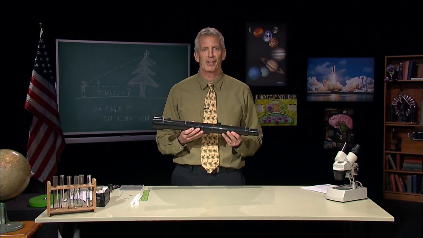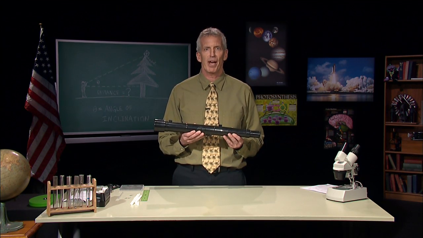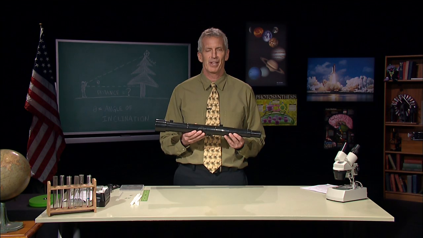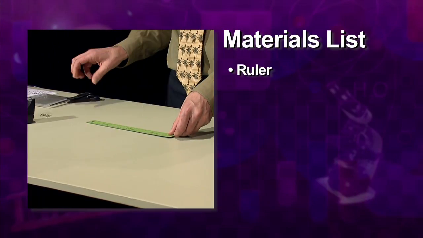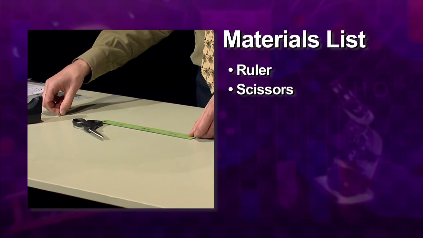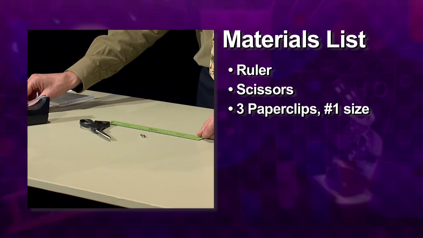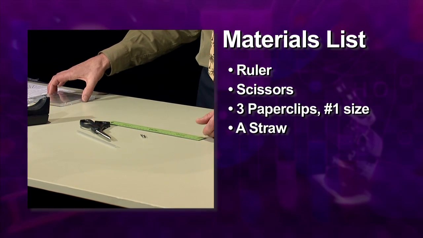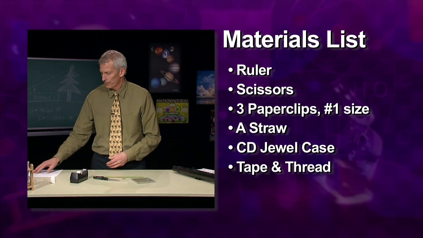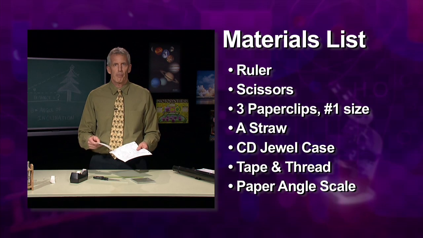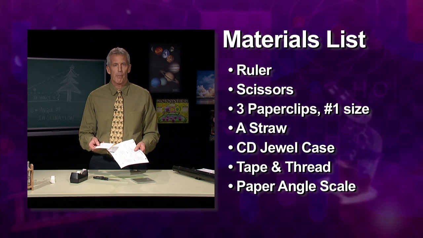I'm Dave Traversy, and today we are going to build and study a RAFT kit called Dangle Angle, an inclinometer for measuring unreachable heights and more. Let's build. To build your inclinometer, you'll need a variety of materials: a ruler, scissors, 3 paper clips, a straw, a CD jewel case, tape, and I've already cut out a paper angle scale that comes from a pattern in the kit.